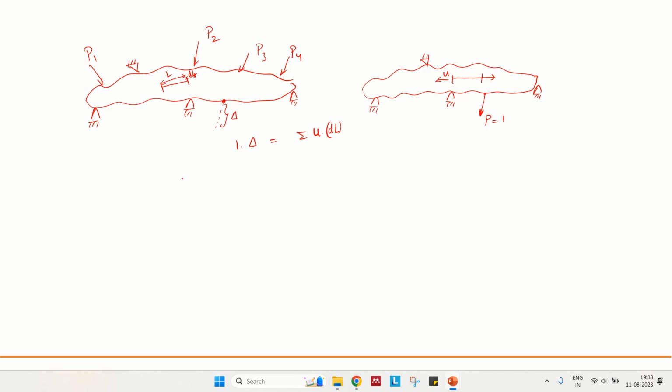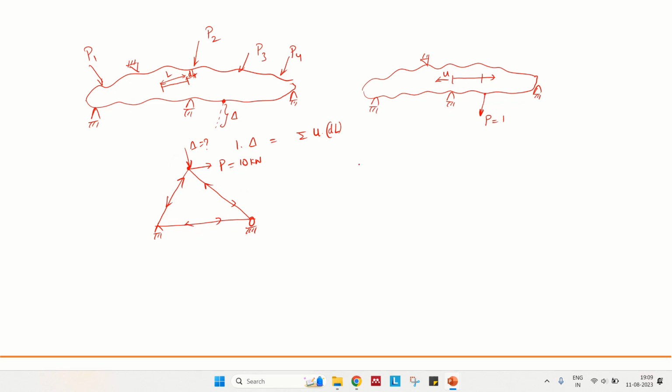I'll just tell you what happens in the case of a truss also. Let us say this is a truss member. I have an external load acting like this, P. Let us say this is load P equal to 10 kilonewtons. If I want to find the vertical displacement at this point, what I'll do is first solve for P equal to 10. I'll solve for the forces in this truss.